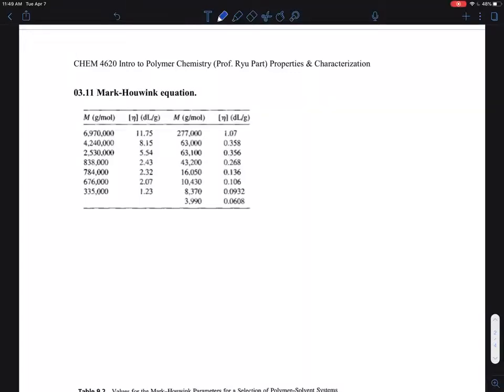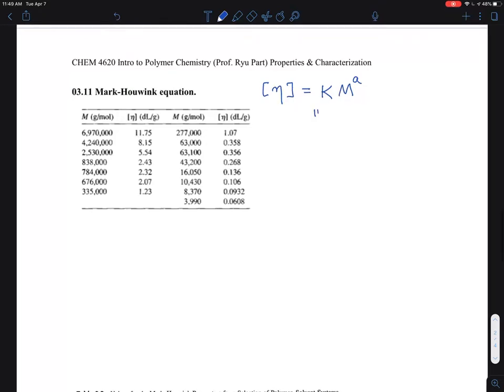So in this section, I'm going to talk about the Mark-Houwink equation, which shows the relationship between intrinsic viscosity and molecular weight, and is a power law relationship. That's what it looks like. Later, for a polydisperse sample, this will show up as a viscosity average molecular weight.